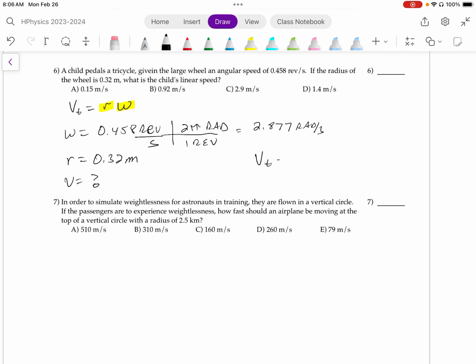Now I'll find my linear speed to be equal to 0.32 meters. That's the radius. That's the units I expect. Times 2.877 rads per second. Okay, now my answer will be in meters on top, seconds on the bottom. The radians will go away because it's a placeholder, and I should get 0.921 meters per second, and that would be, to 2 sig figs, B.